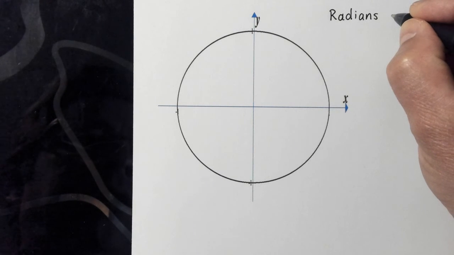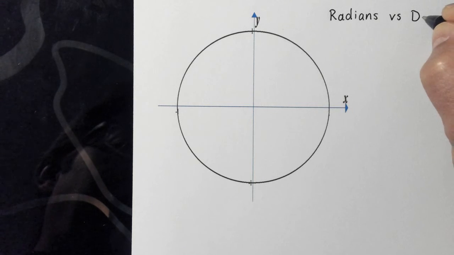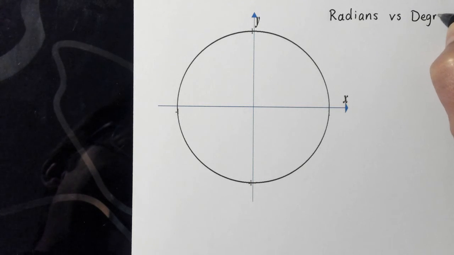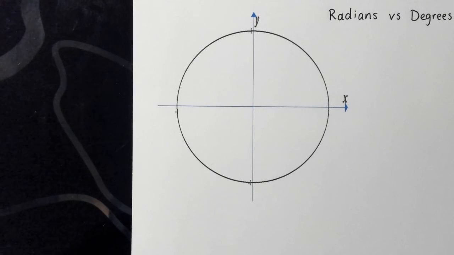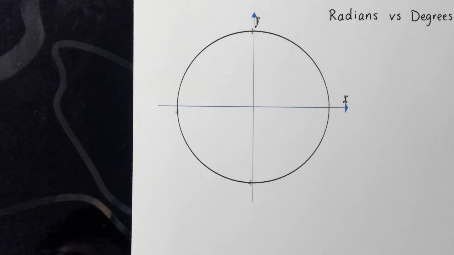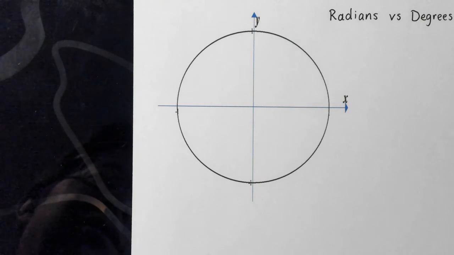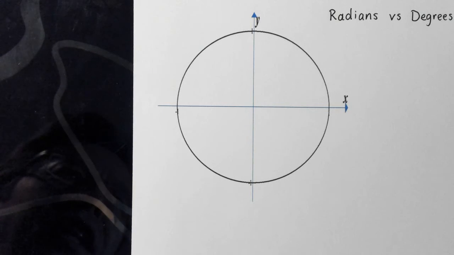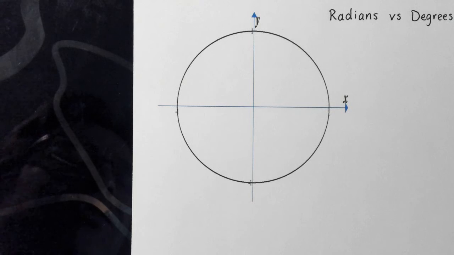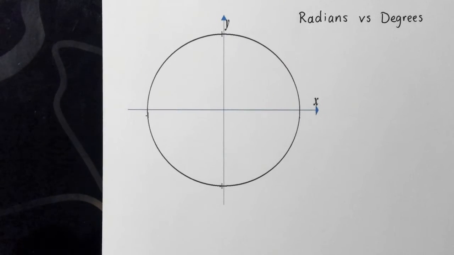Radians versus degrees. Degrees are usually the measure of an angle. It is interchangeable though, so you can look at an angle and say that's 30 degrees, or you could say that's pi over 6. You sound pretty nerdy if you say that angle is pi over 6 radians. But you could. This is section 6.4.